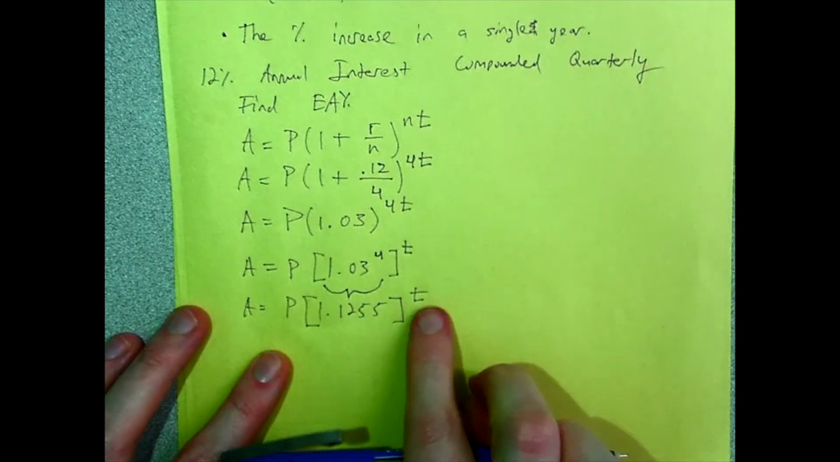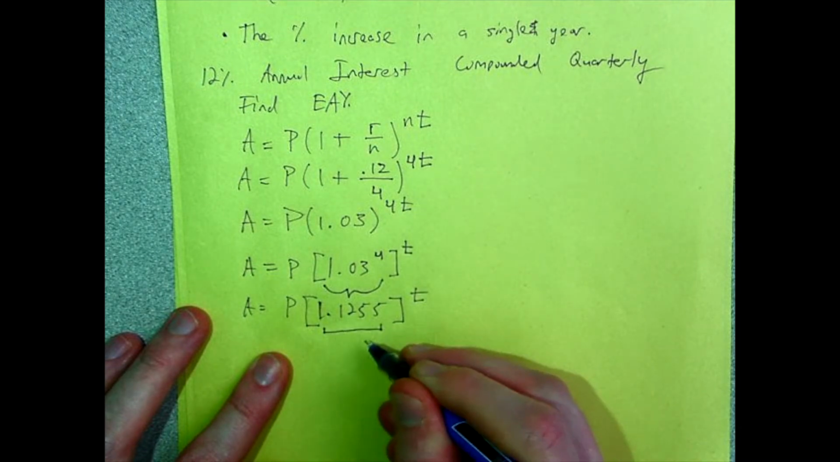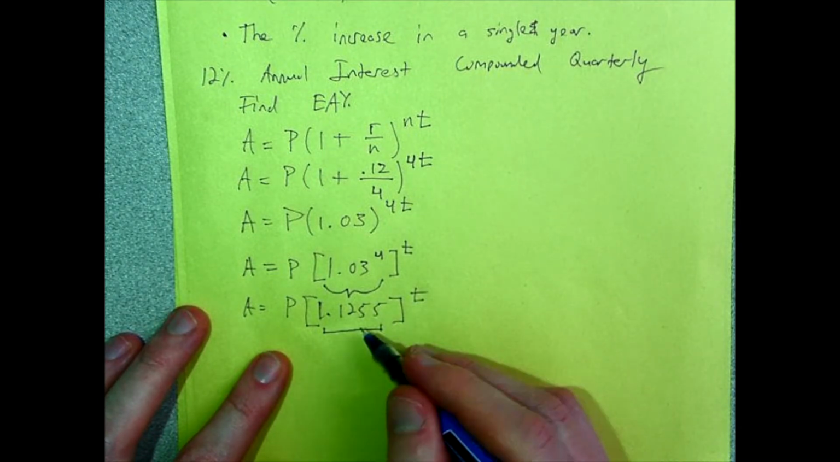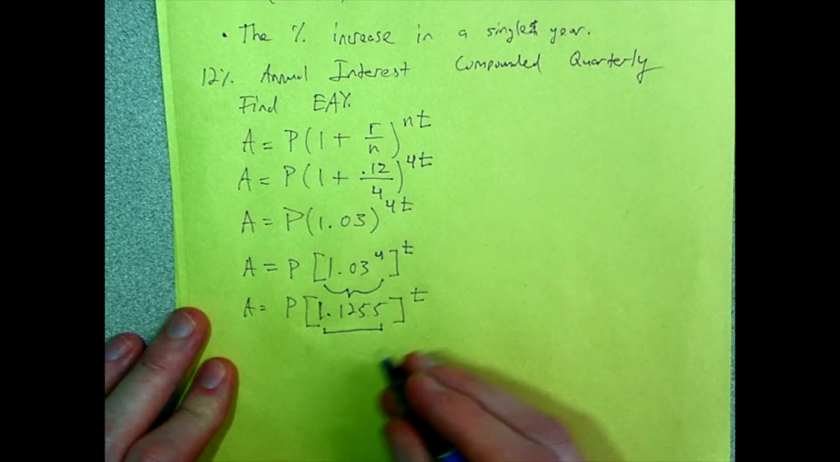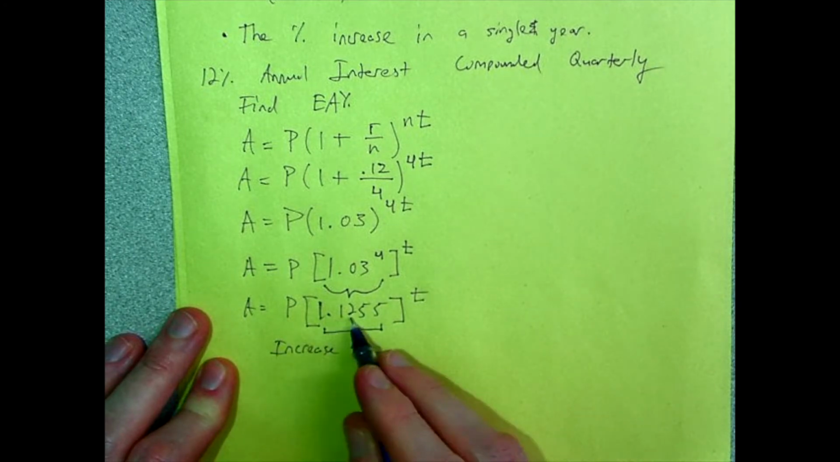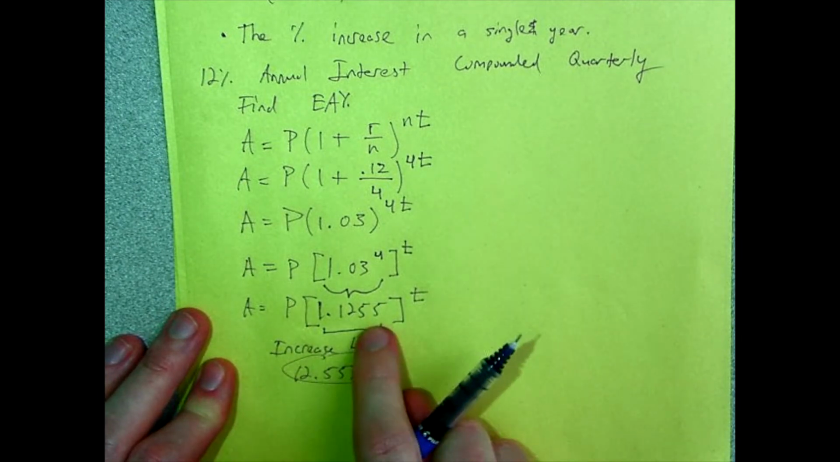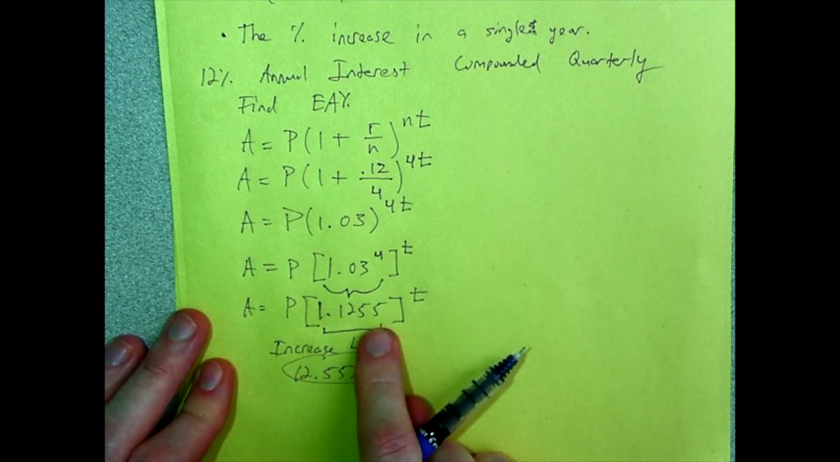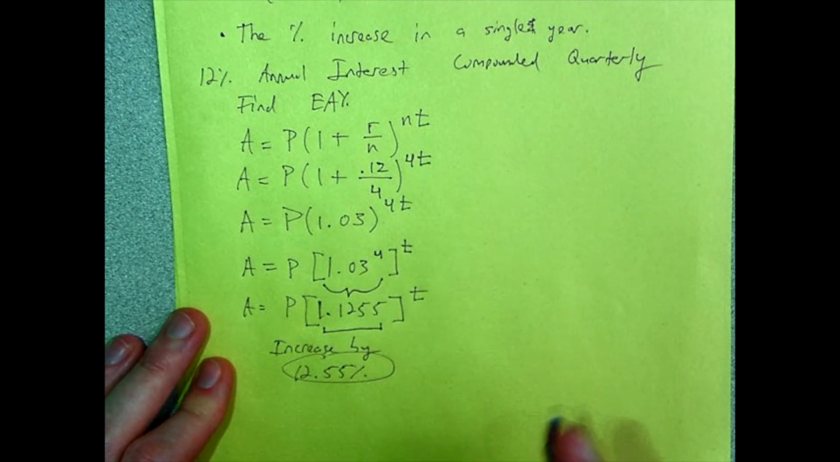So here's the thing. Every year, I multiply by this number right here, by 1.1255. Now, if you multiply by this number, what percentage are you increasing the amount by? You're actually increasing the amount in the account by 12.55%. Right? So multiplying by 1.1255 increases the amount of money in the account by 12.55%. So that's what you're doing every year. And that is the effective annual yield.